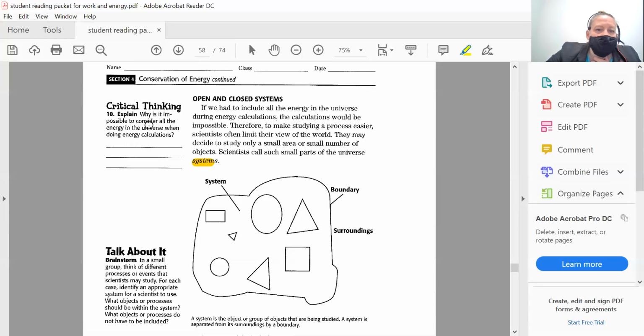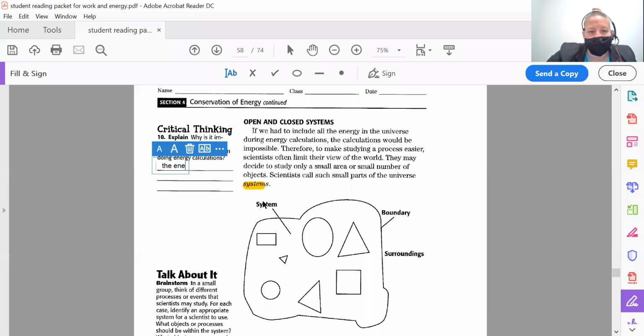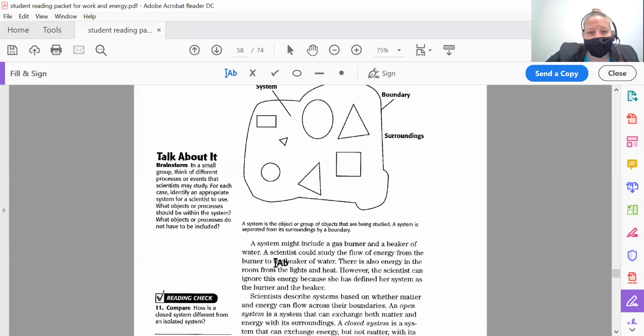Why is it impossible to consider all the energy in the universe when doing calculations? Well, there's just too much. The energy in the universe is too huge. It's just too large. You just can't keep track of all of it, okay?